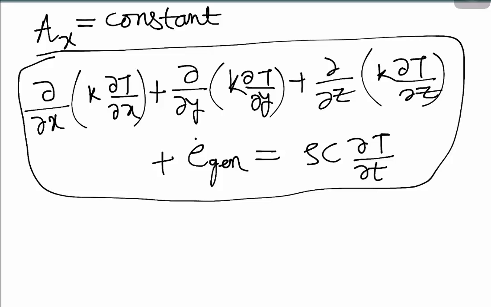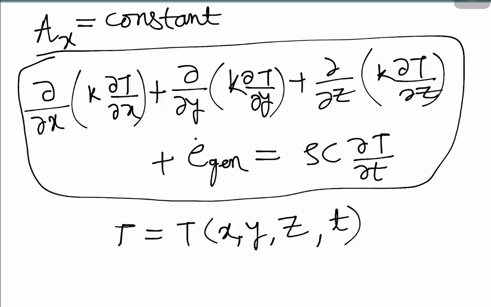Here our temperature is a function of x, y, z and time t. If you know this equation in Cartesian coordinate system, then it is very easy to convert this equation into say cylindrical coordinates or say spherical coordinate system. I will show you how to write this equation in polar coordinates.